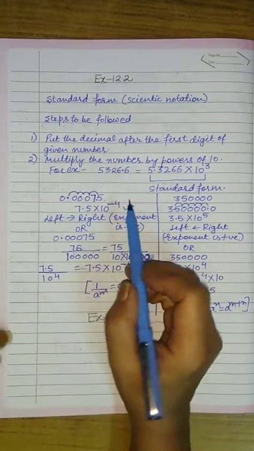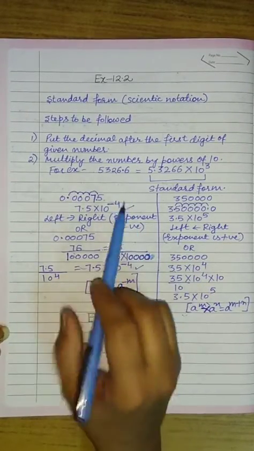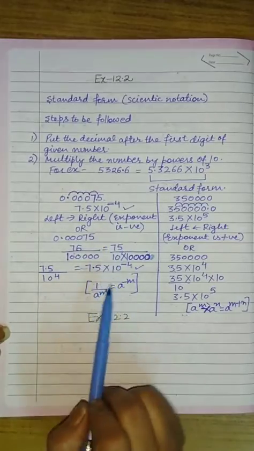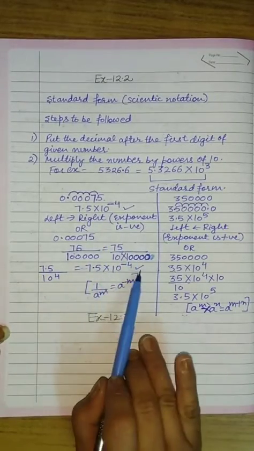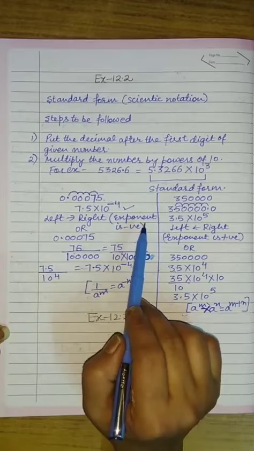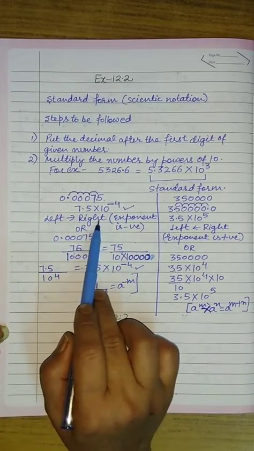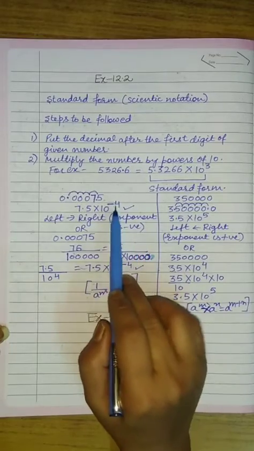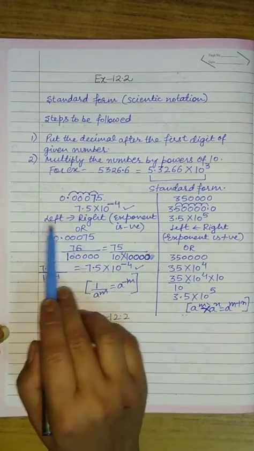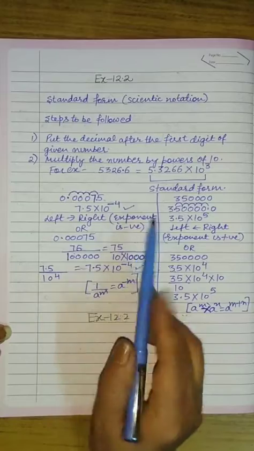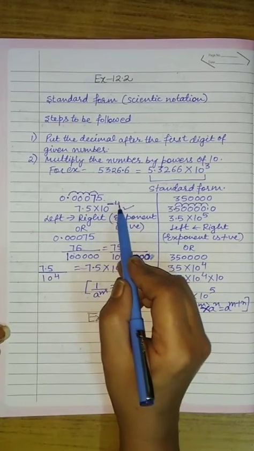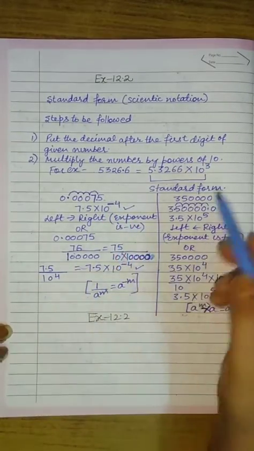So the method which I did first is easy compared to this. It is easy but lengthy. So we will use this mechanism: whenever we are shifting the decimal from left to right, the exponent will be negative, and the number of places we have shifted the decimal will become the power of 10.